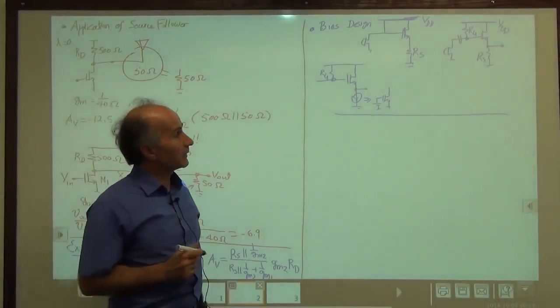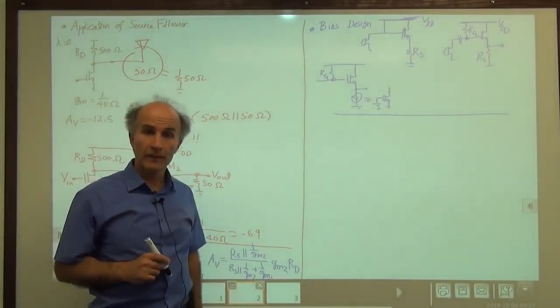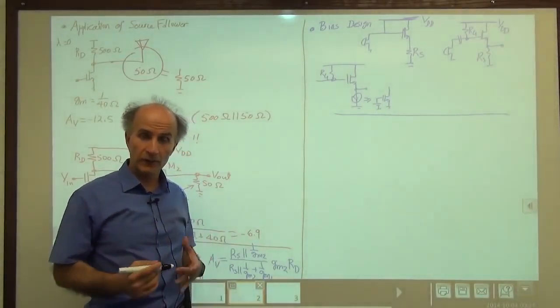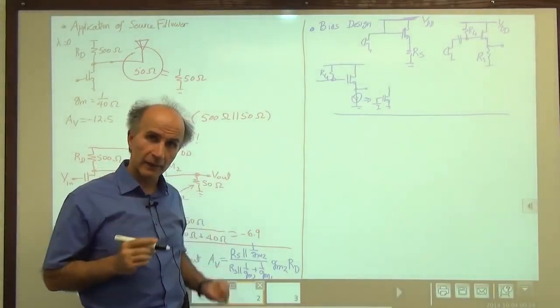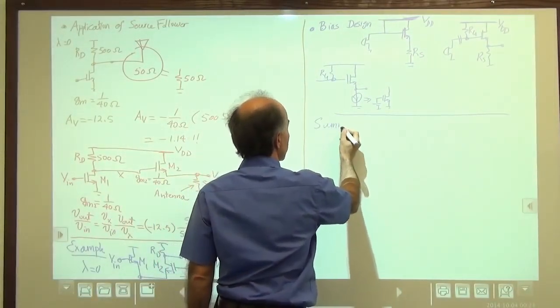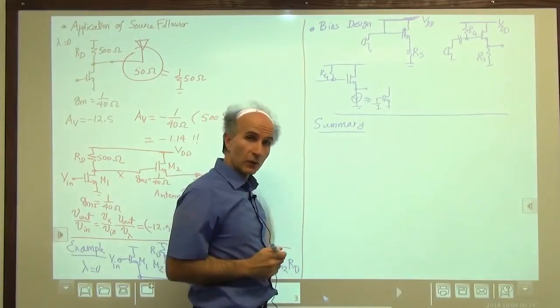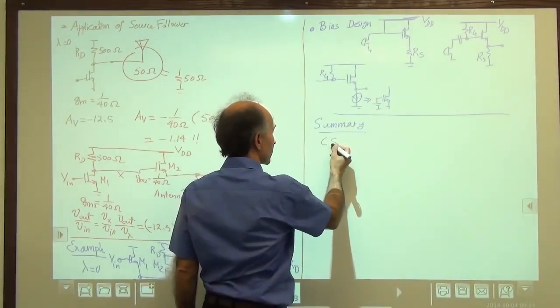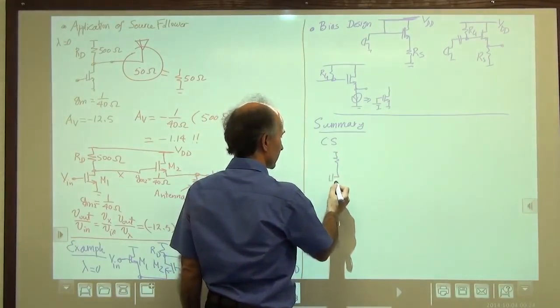Okay, now that we have studied the source follower, let's try to summarize all of the stages that we have learned so that they all are in our minds nice and clean and clear. So let's do a quick summary of these stages. We had the common source stage, so CS, and it looked like this in the simplest case.